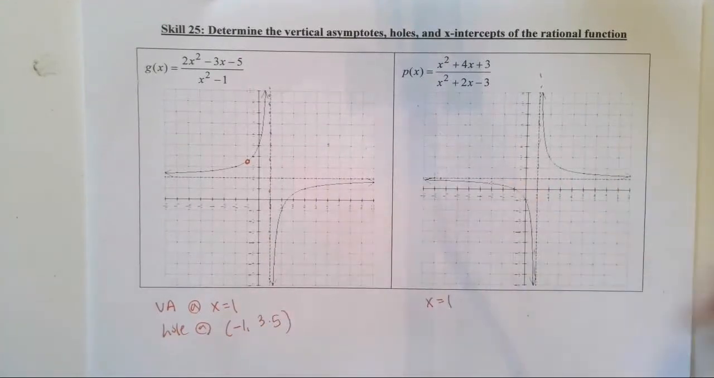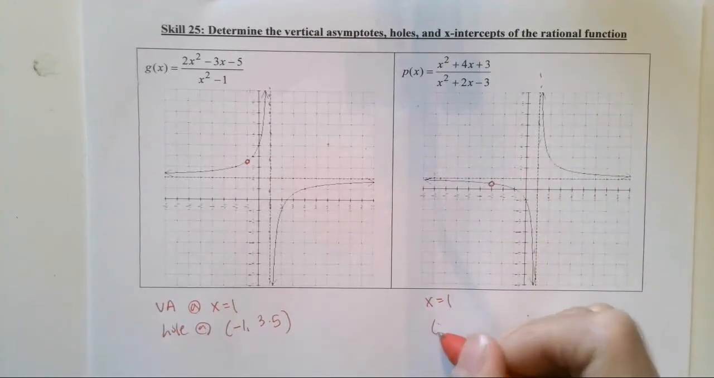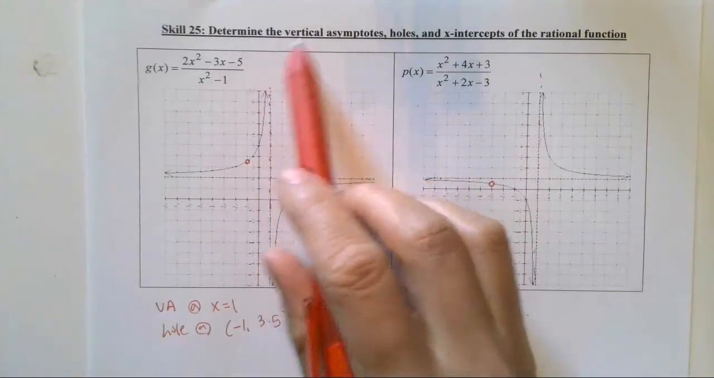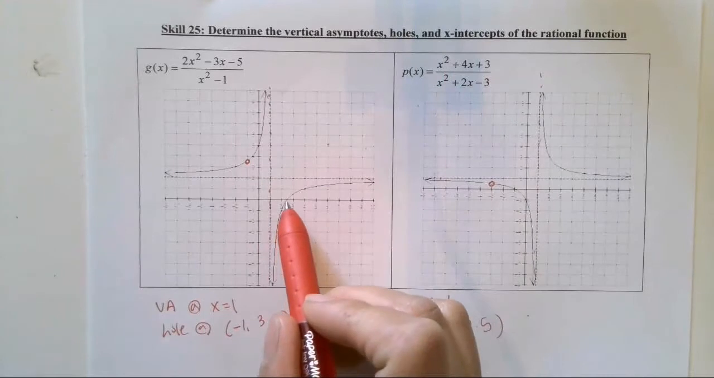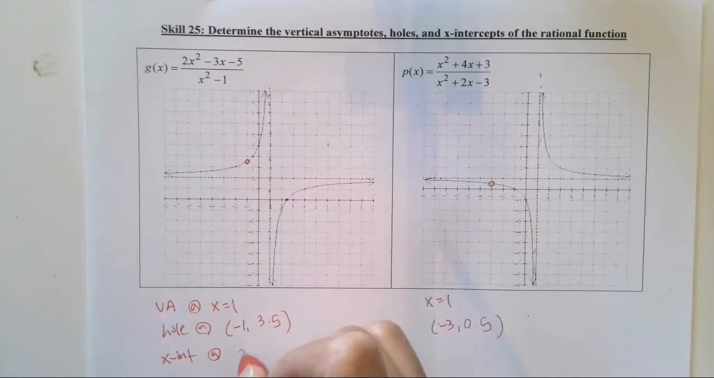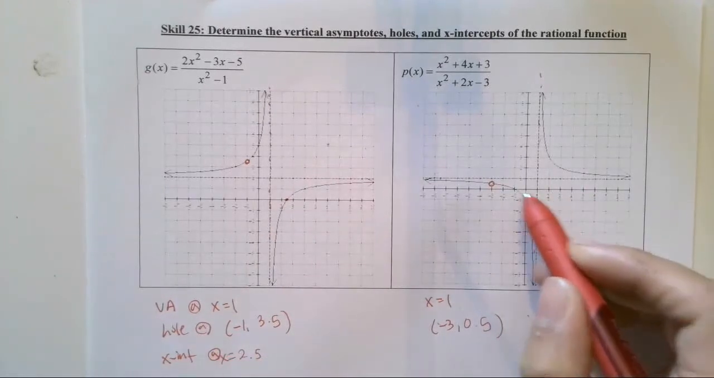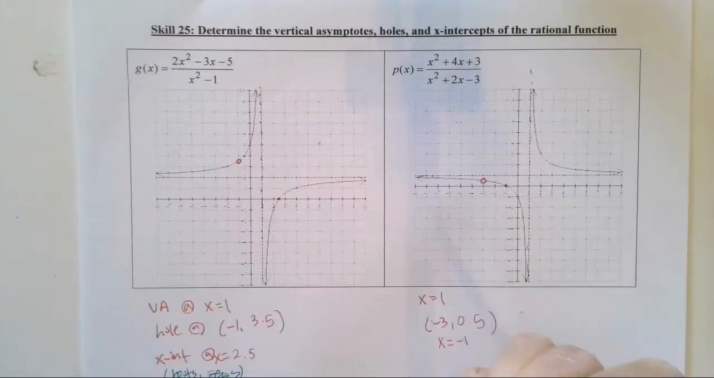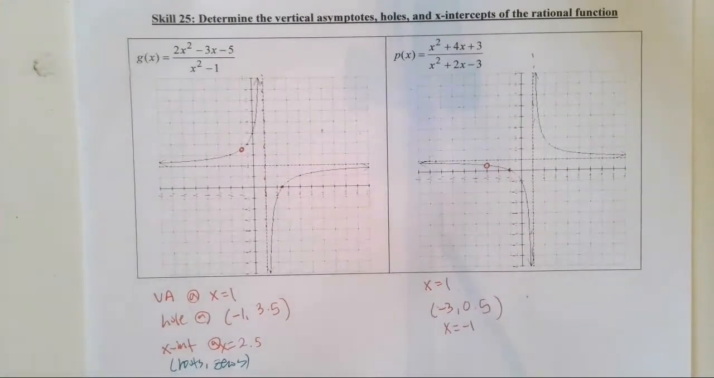All right, what about this one? There's a hole here at -3 comma 0.5, I want to say. Last but not least, what else do we have to know? X-intercept. Where is the x-intercept? Where it crosses the x-axis over here. So x-intercept at x equal 2.5. And this one, x-intercept at x equal -1. By the way, the x-intercept has lots of different names. It's the same as roots, and the same as zeros. Cool. Alright, let's go.